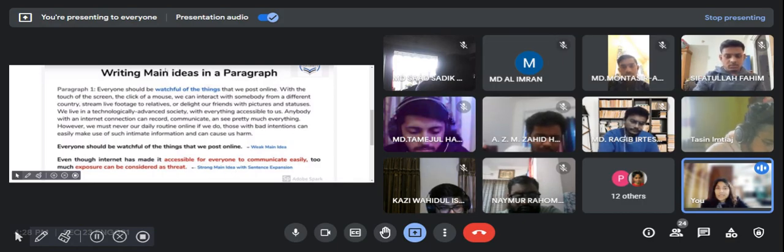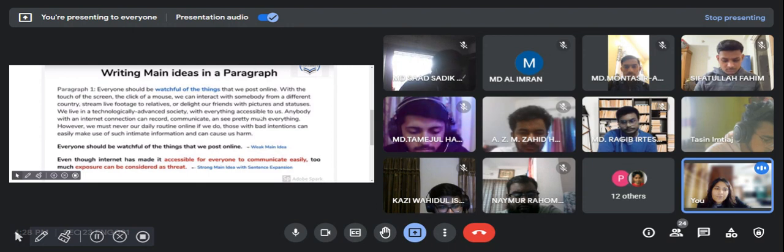Because if you read the later part of this paragraph, let's read from the second sentence. With the click of a mouse, we can interact with somebody from a different country, stream live footage to relatives, or delight our friends with pictures and statuses. We live in a technologically advanced society with everything accessible to us. Anybody with an internet connection can record, communicate, and see pretty much everything. However, we must not post our daily routine online. If we do, those with bad intentions can easily make use of such intimate information and can cause us harm.